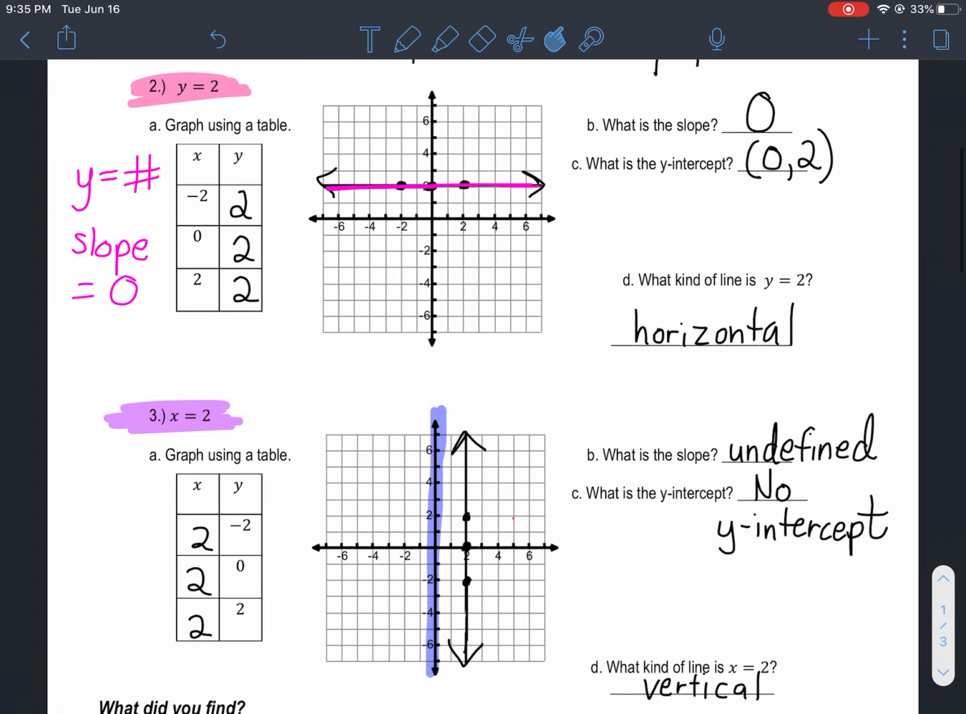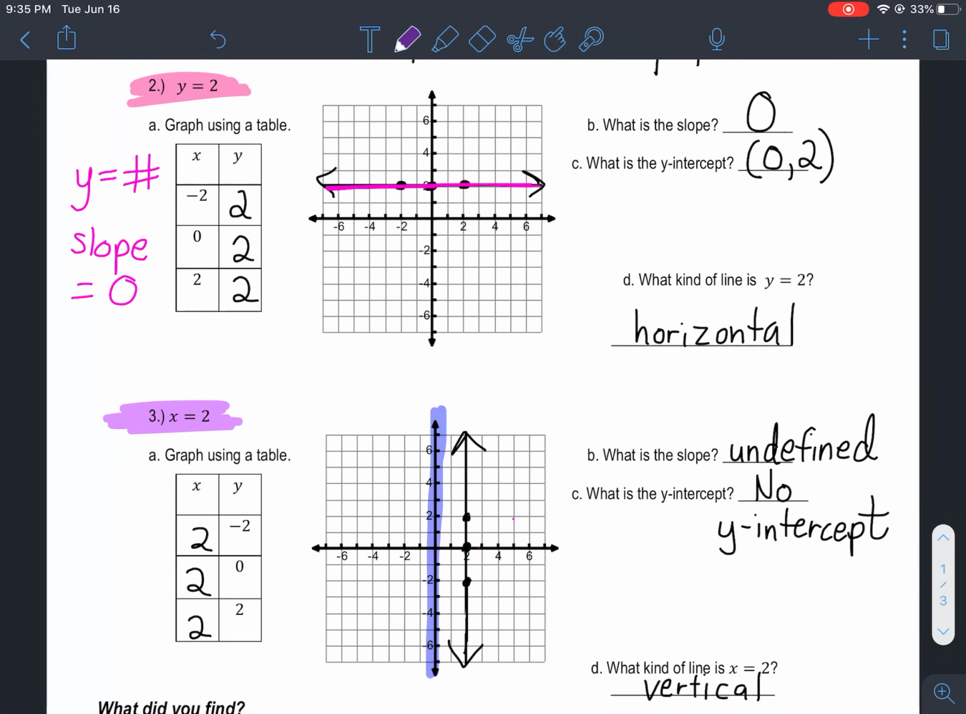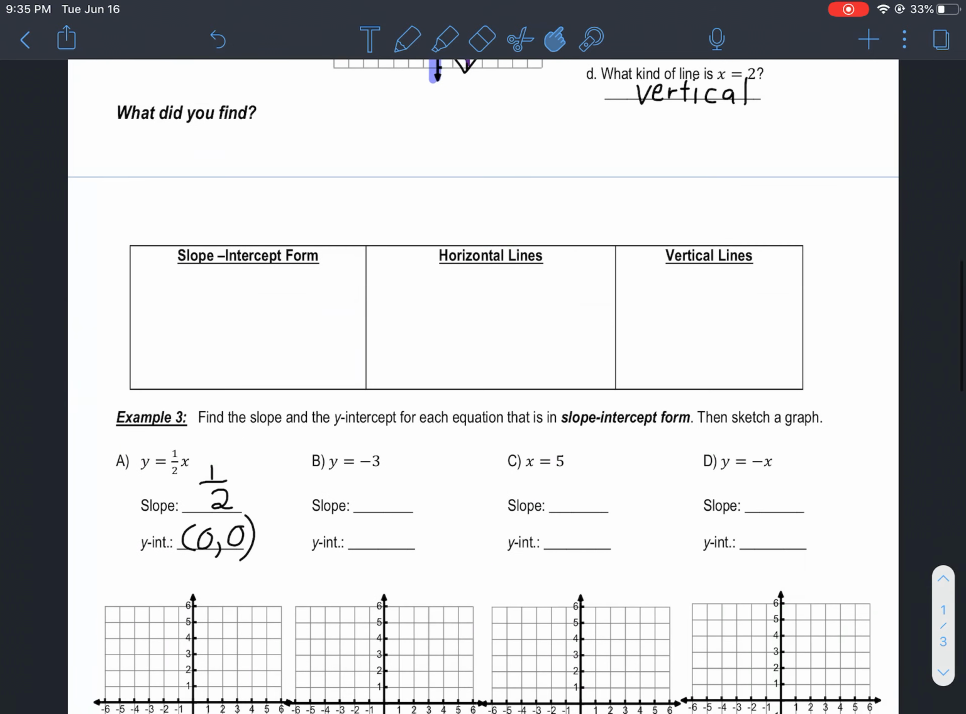Now when we look at number 3, we see it's x equals a number. Whenever you have x equals a number, the graph goes directly through that x value along the x-axis. So it cuts right through the x-axis, and it's a vertical line. So anytime you see x equals a number, you know that the slope is undefined. That's definitely something that you want to remember. Anytime you have y equals a number, your slope will be 0, and anytime you have x equals a number, your slope is undefined. If you remember that, it makes graphing these things really easy.